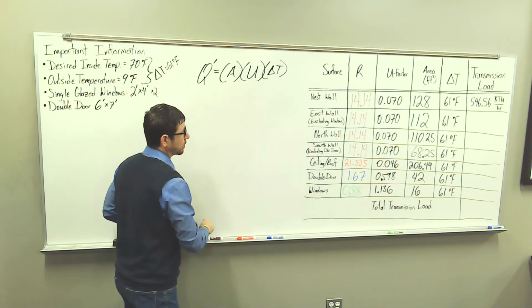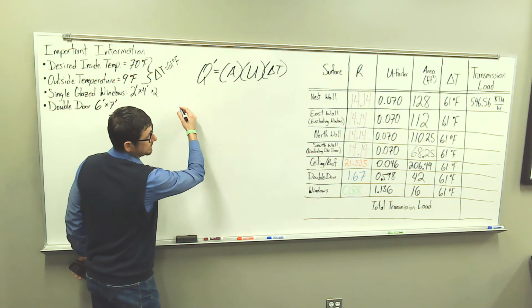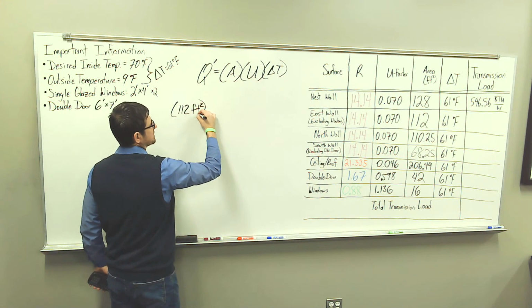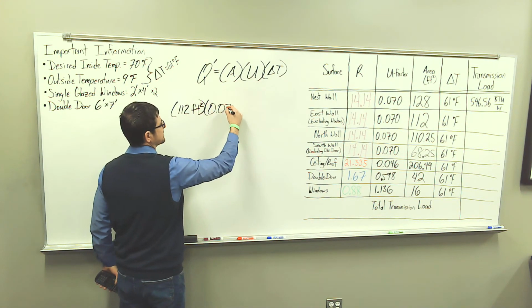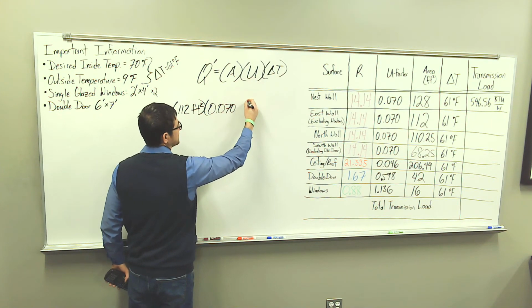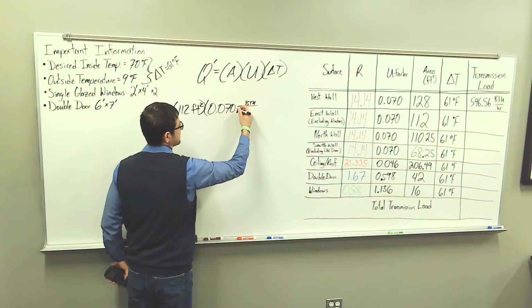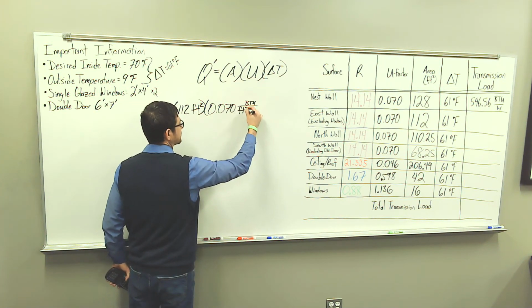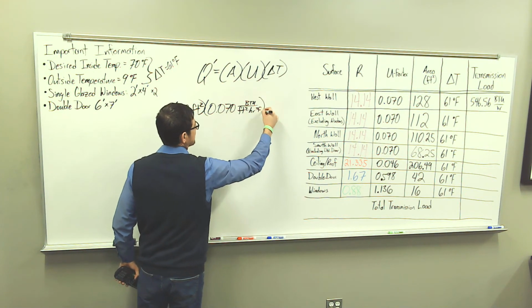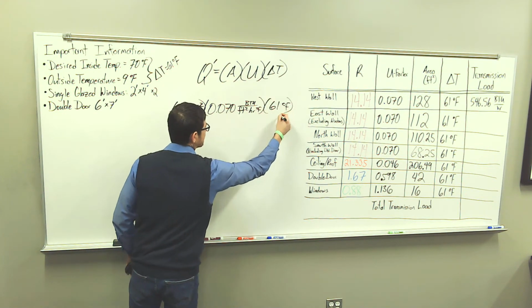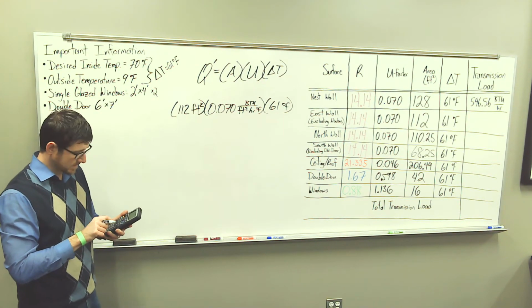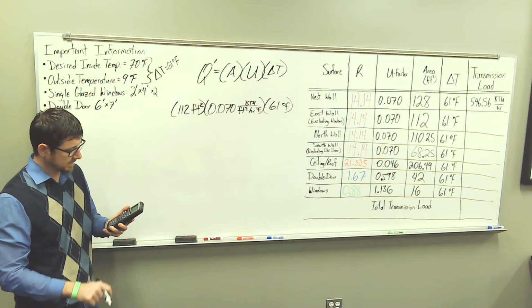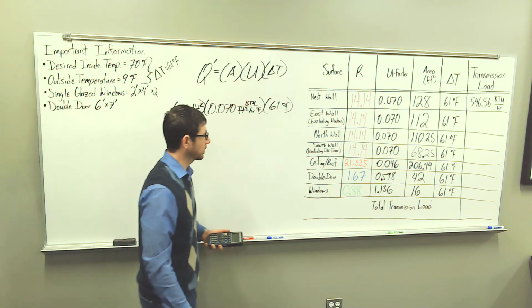Let's take a look at the east wall here. The area is 112 square feet times the U factor of 0.070. So 112 times 0.07 times 61, I have 478.24.